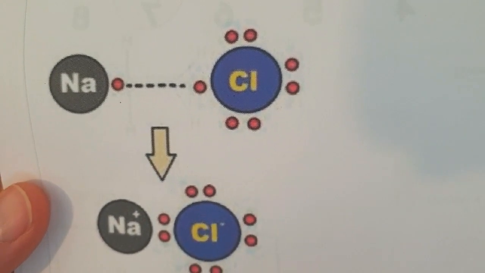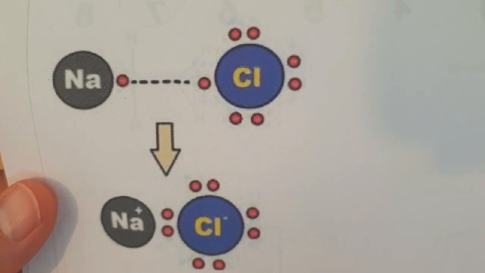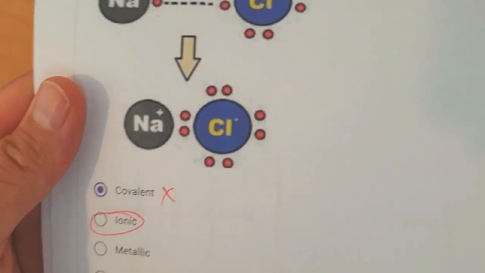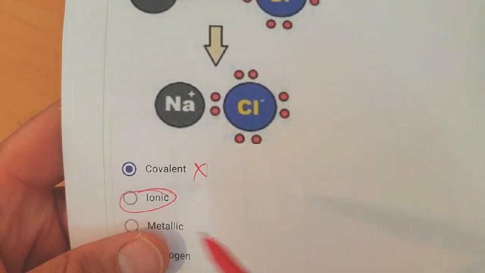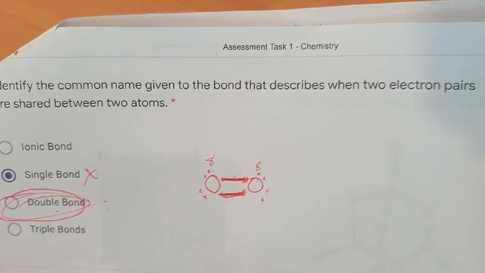Right, so what's happening here? We've described the process. Well, we've got a metal and a non-metal. That forms an ionic bond. Okay, they're hanging out together because of the electrostatic forces. So ionic would be correct.